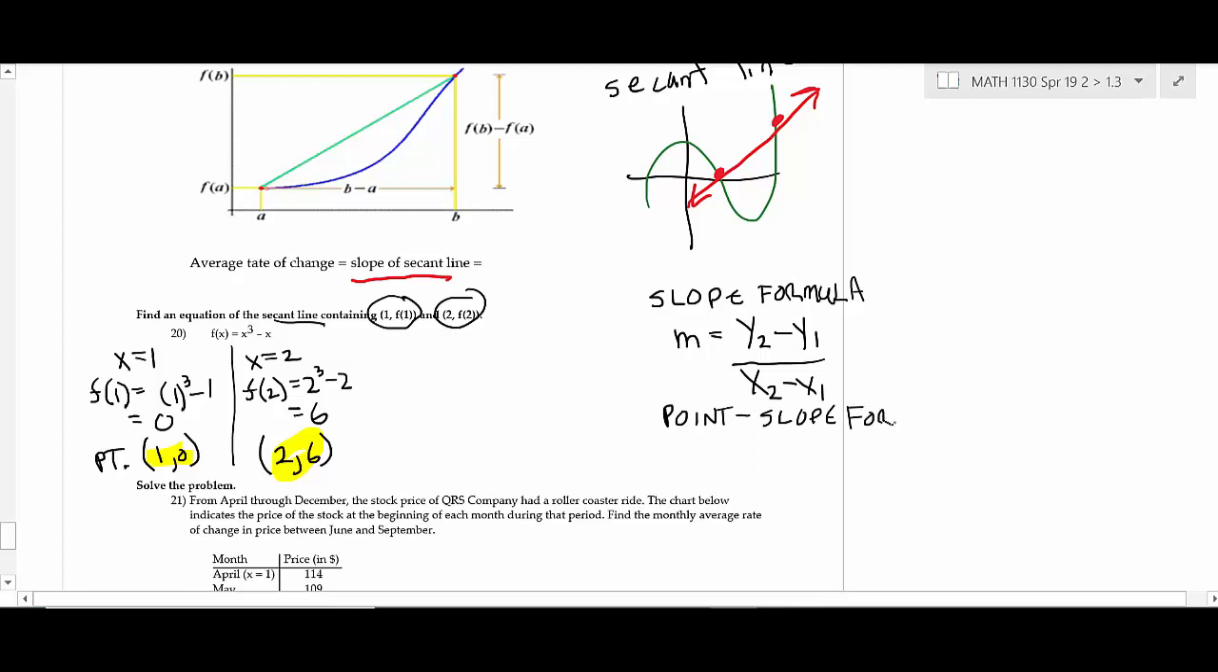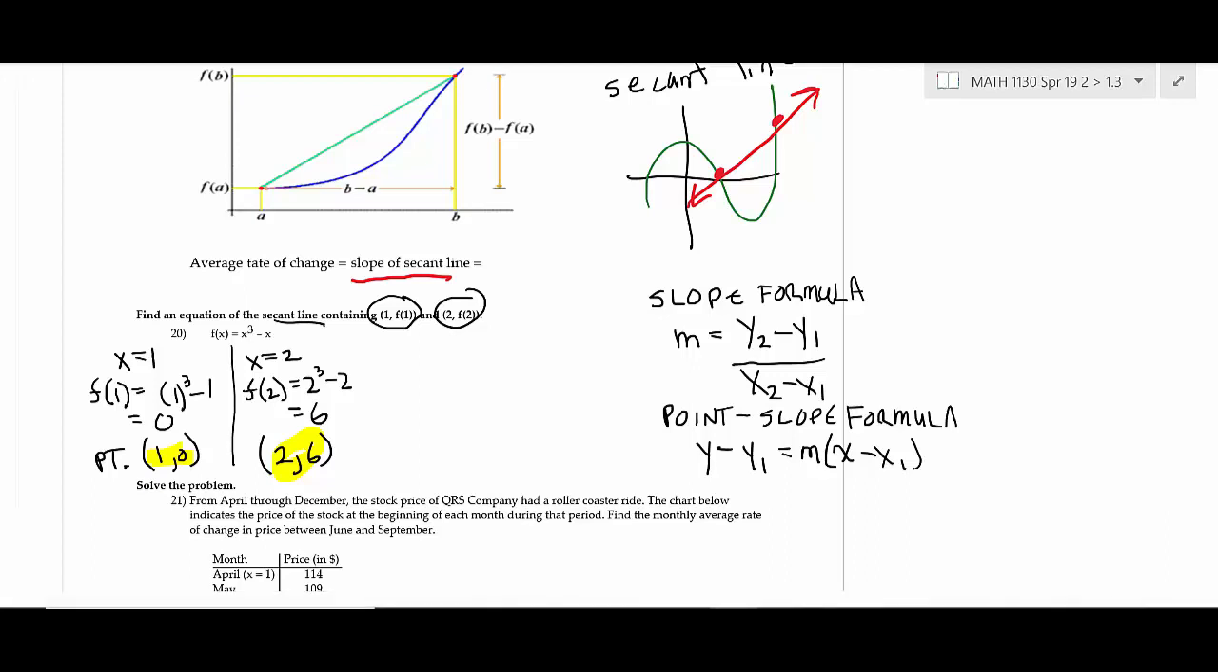And this is one that you're going to use also a little bit when you're dealing with equations of secant lines. So that is y minus y1 equals m times x minus x1, like that. Okay? And those two formulas, you have to use those in order to get this put together.